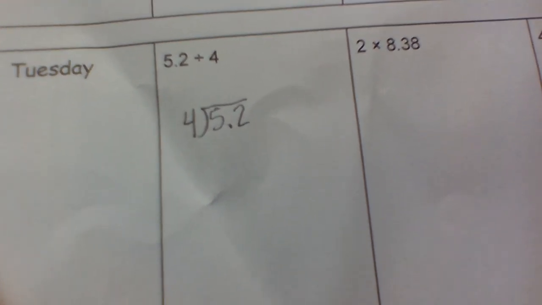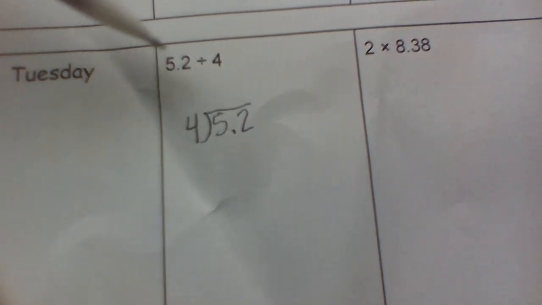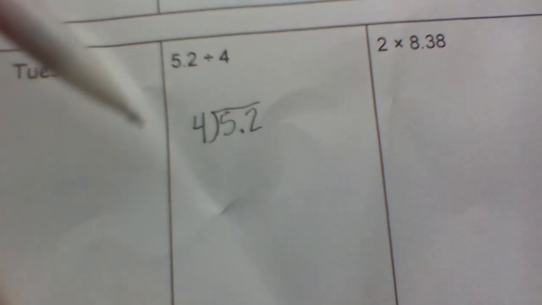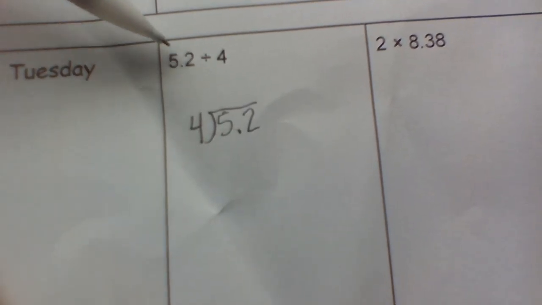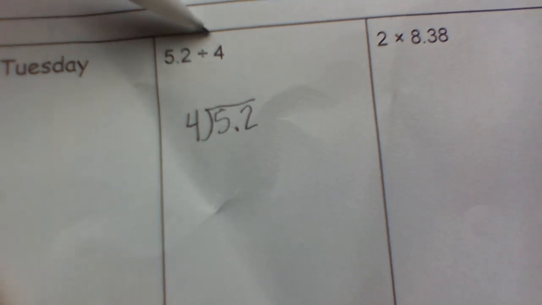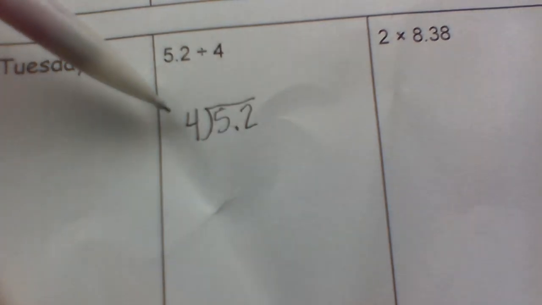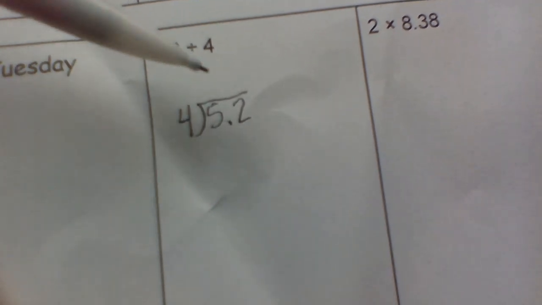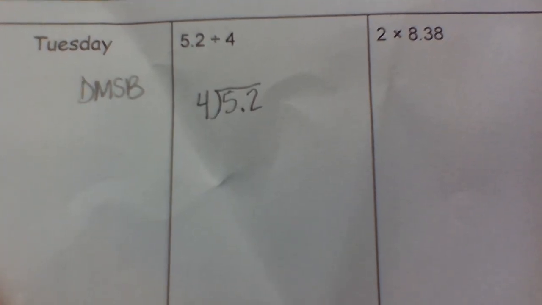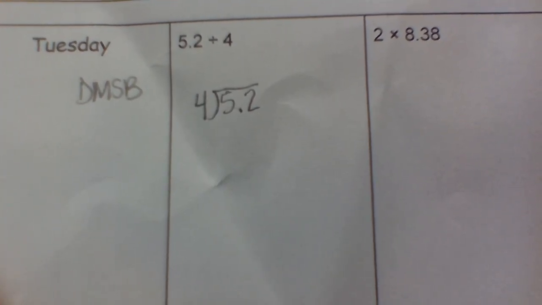So I rewrote my problem. My first problem obviously is 5 and 2/10 divided by 4. I rewrote it because remember this first part: 5 and 2/10 divided by 4. So I'm taking my first number, and that's what goes under the bar, and then I'm splitting it into groups of 4.